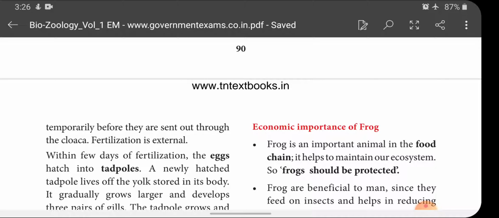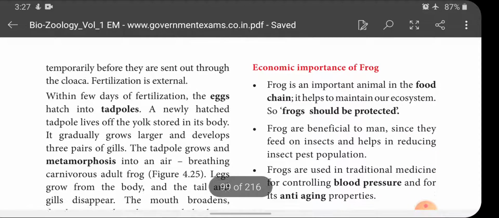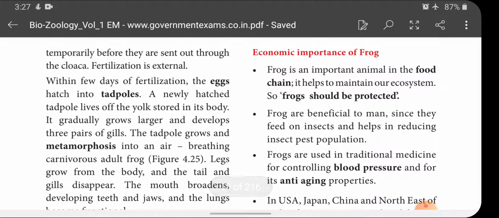Fertilization is external. External fertilization means a fusion of male and female gametes outside the body. In frogs, during the breeding season, in the water, the male frog releases the sperm and the female frog releases the ovum, and there is random mating. So fertilization is outside the body, that is, external fertilization.